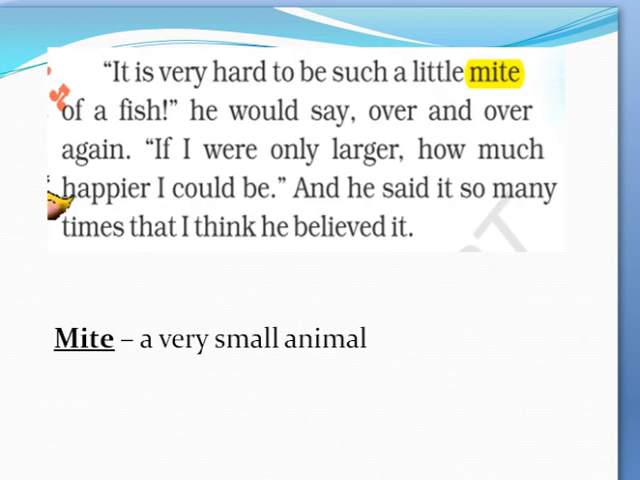It is very hard to be such a little mite of a fish. What is the meaning of mite? Mite means a very small animal. Now here the little fish, as the name suggests, is little, right? It means he is a mite, a very small animal. He thought that he is a mite, and that actually proved useful to him, right?